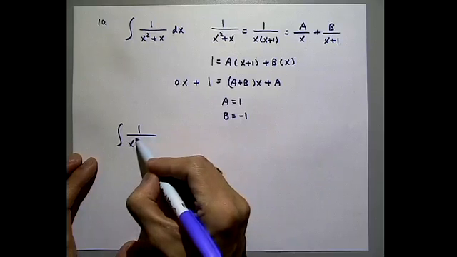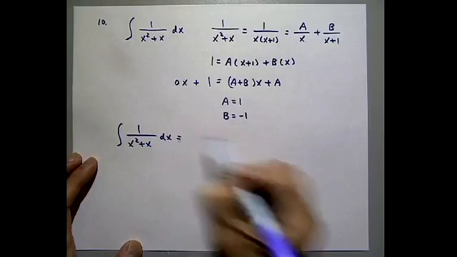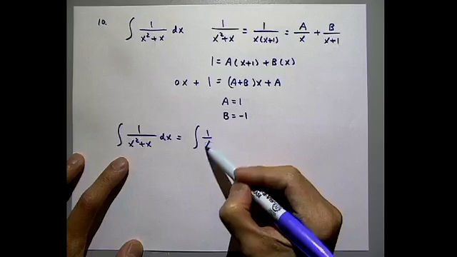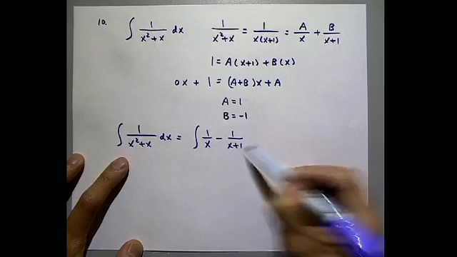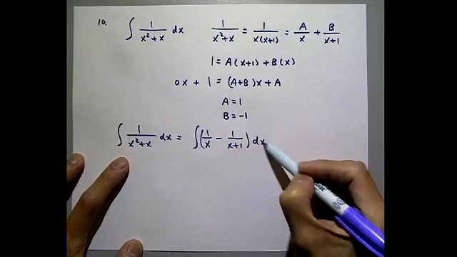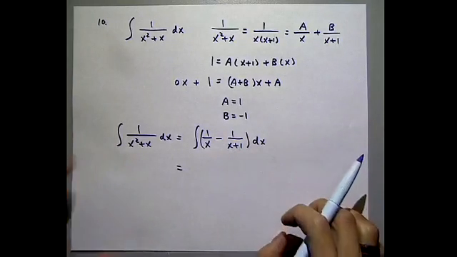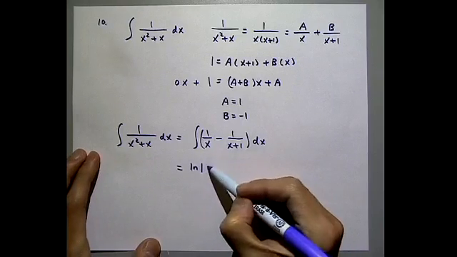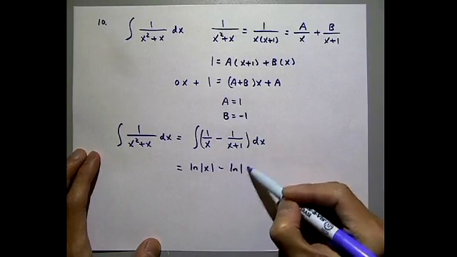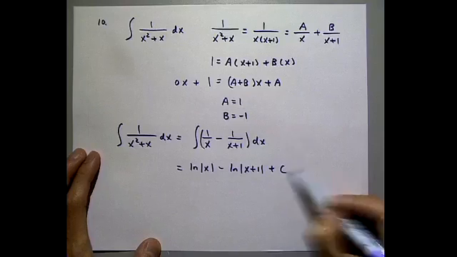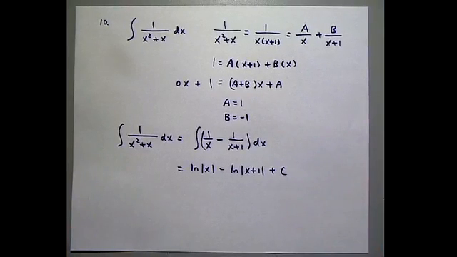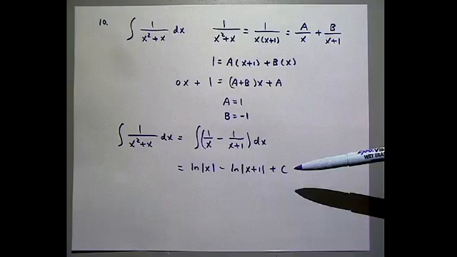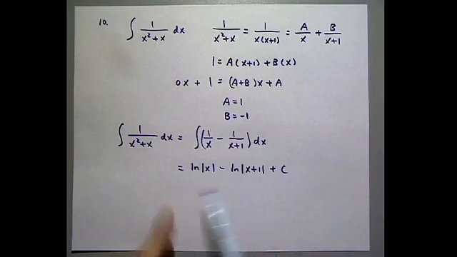So now this becomes pretty easy. This turns into that, right? So the integral of 1 over x minus 1 over x plus 1, both of these are trivial. Natural log of x minus natural log of x plus 1 plus some constant of integration. Normally that would be good enough, but to match the answer here, we have to combine the two natural log terms.